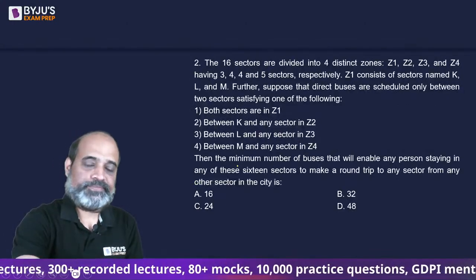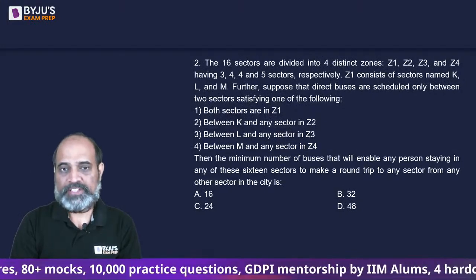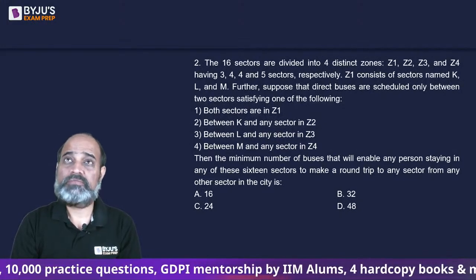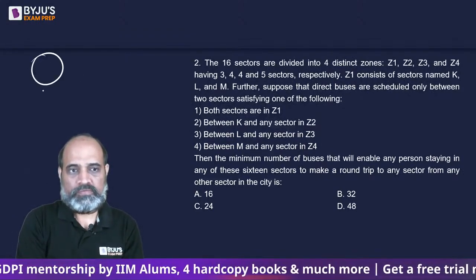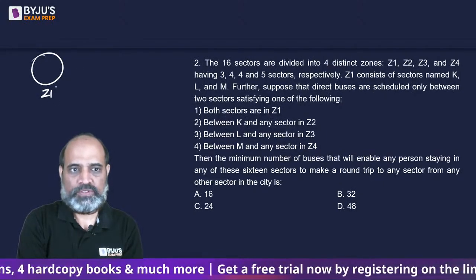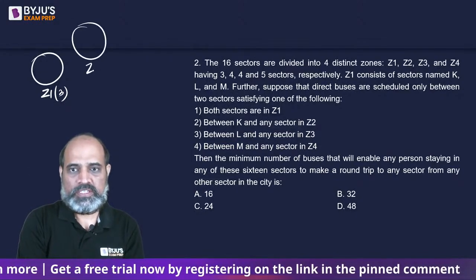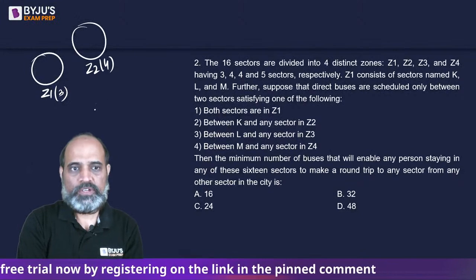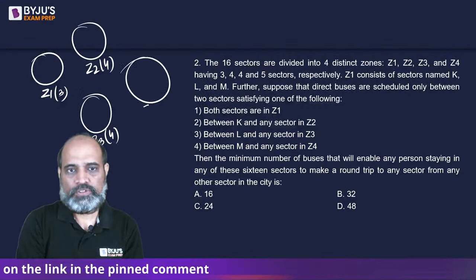Okay, the next one. The 16 sectors are divided into 4 distinct zones, having 3, 4, 4 and 5 sectors, which is 16. Okay, so we have one zone, which is Z1, which has 3 sectors. Then we have another zone Z2, which has 4. We have another zone Z3, which has another 4. And we have the 4th zone Z4, which has 5 sectors.